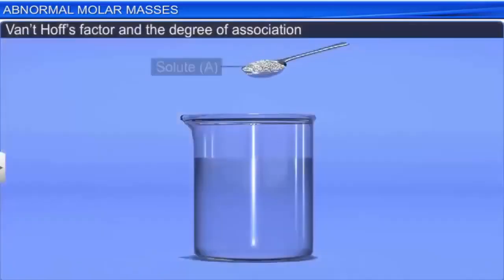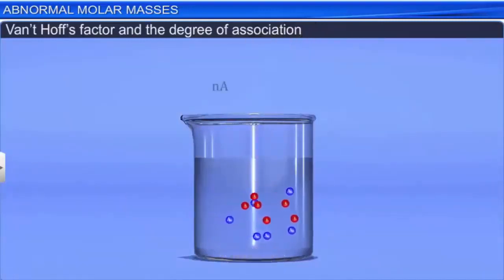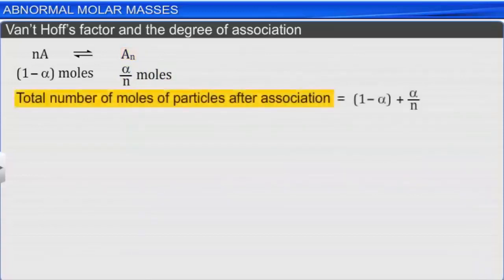Consider 1 mole of solute A dissolved in a given amount of solvent. And suppose that n molecules of A associate to form associated molecule An, and an equilibrium gets established between A and associated molecule An. If alpha is the degree of association of the solute, then at equilibrium, 1 minus alpha moles of A are left in unassociated form, while alpha divided by n moles of An are present in associated form. Therefore, the total number of moles of particles after association is equal to 1 minus alpha plus alpha divided by n.